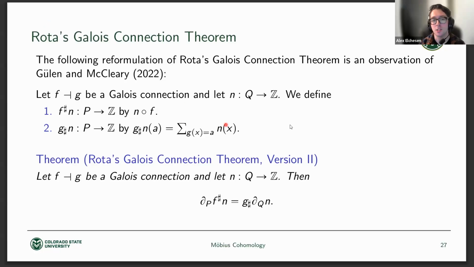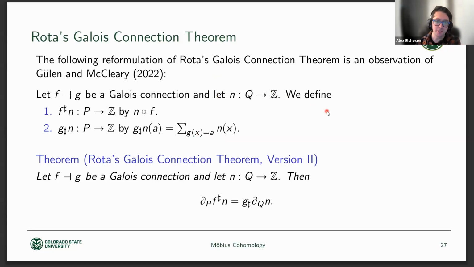If you have a Galois connection, and let's say you have an integer valued function on Q, call it n, then there are two functions you can define on P. On one hand, you could pull back n under F, which is just precomposed with F, or you can push forward n under G. G goes from Q to P, so we could push forward n. What you do is kind of similar to how we were doing push forwards with P modules. You just look at all of the points X in Q that map to A under G, and you add up their values under n.